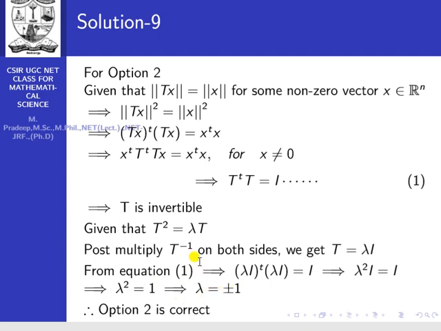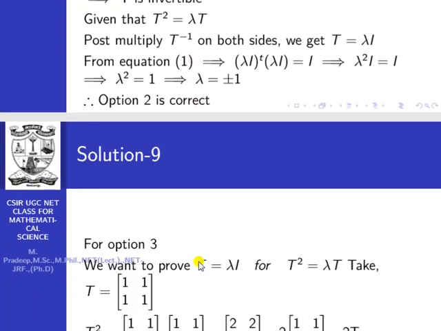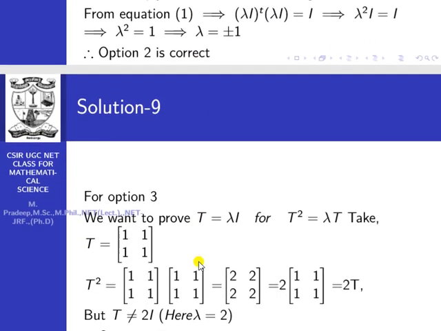In the same way, when we move to option 3, we want to prove that T equal to lambda I. The only data we are given is T square equal to lambda T. How can we prove this? We choose a T such that T square equal to lambda T, and we try to prove that T is not equal to lambda I. Problems like this become easy to choose with more practice, it is not a big deal.